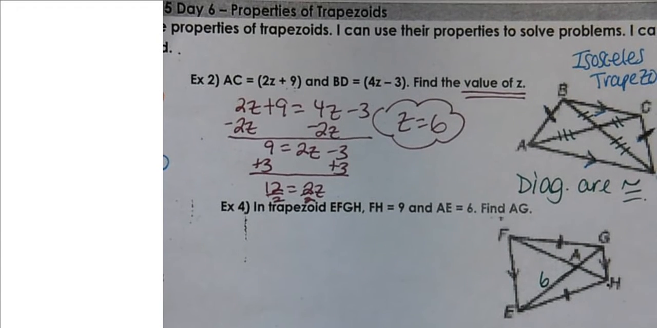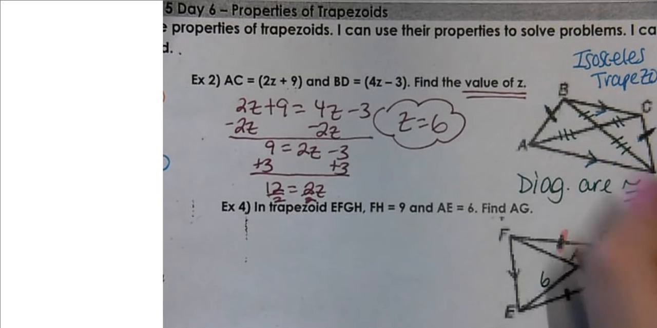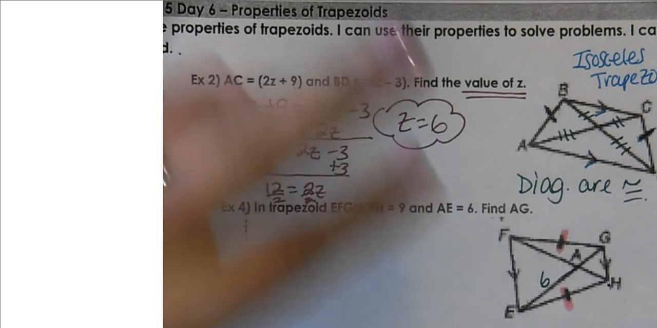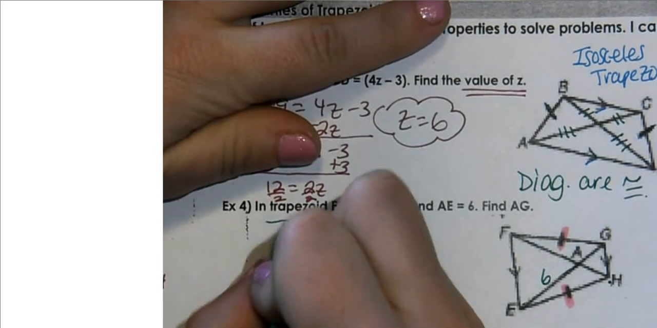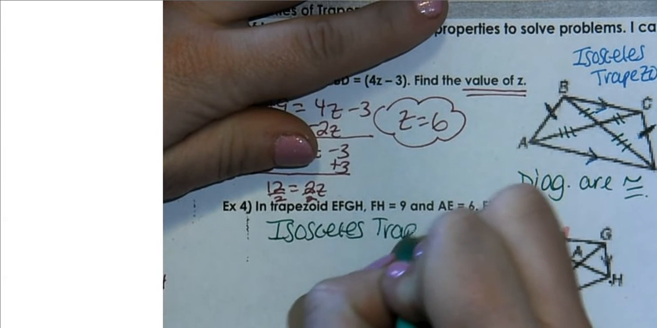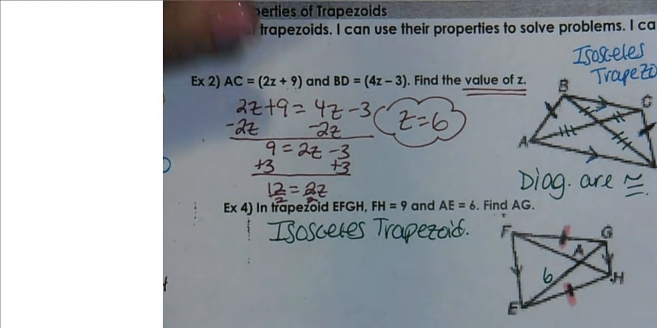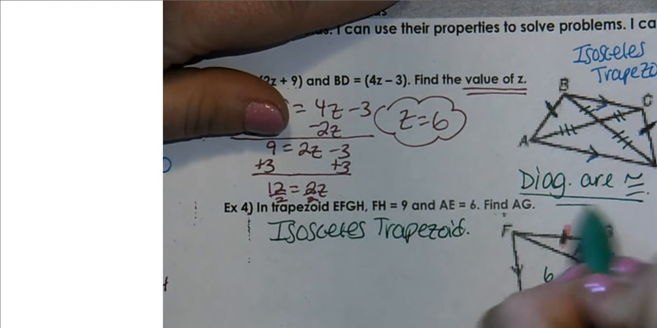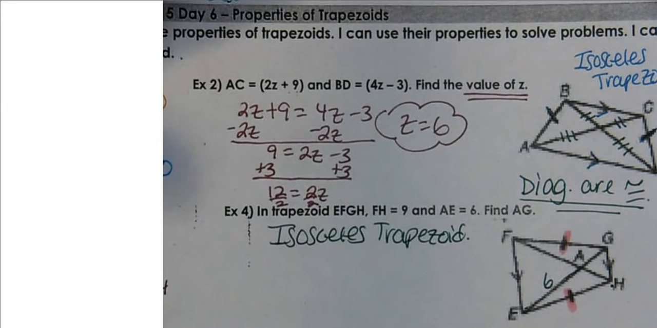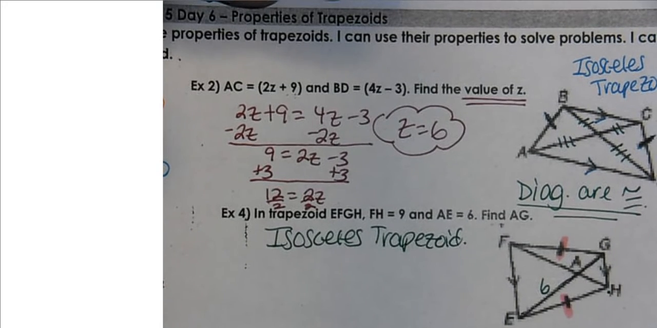So this is an isosceles trapezoid. Once again, if you look, we've got these tick marks right on the legs, indicating that this is an isosceles trapezoid. So I'm using those properties of an isosceles trapezoid. And once again, the diagonals are congruent to each other. They don't bisect each other, but they are congruent. So I know that this whole length of EG has to equal 9.